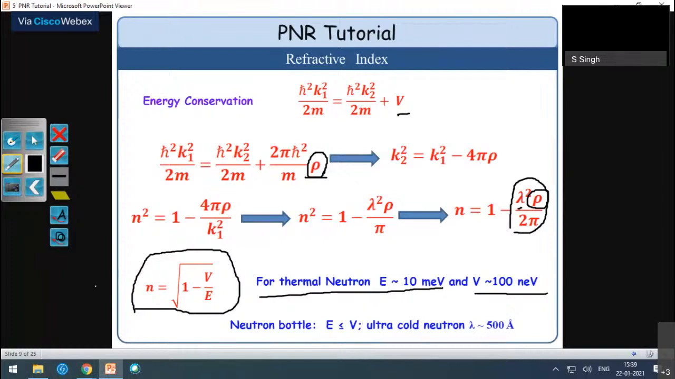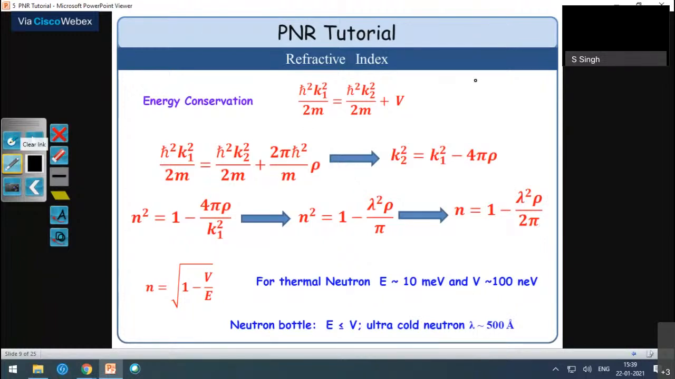Now, if you see this relation, people ask how to store the neutron. Storing a neutron means if you make a bottle and put the neutron inside, it should remain there. How will it remain there? If it doesn't cross the boundary of the bottle, or it reflects from the inside surface and remains there. In principle, we know theta c, and we can calculate it from this refractive index also, because we know cos theta c equal to n.